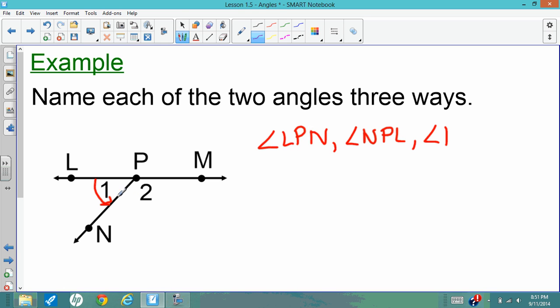If we want to talk about this angle here, we can name it angle NPM, angle MPN, or we can use the label here and we can call it angle 2. So any of these 3 in red would be appropriate for naming this angle over here, and any of these 3 in purple would be appropriate for naming this angle over here.